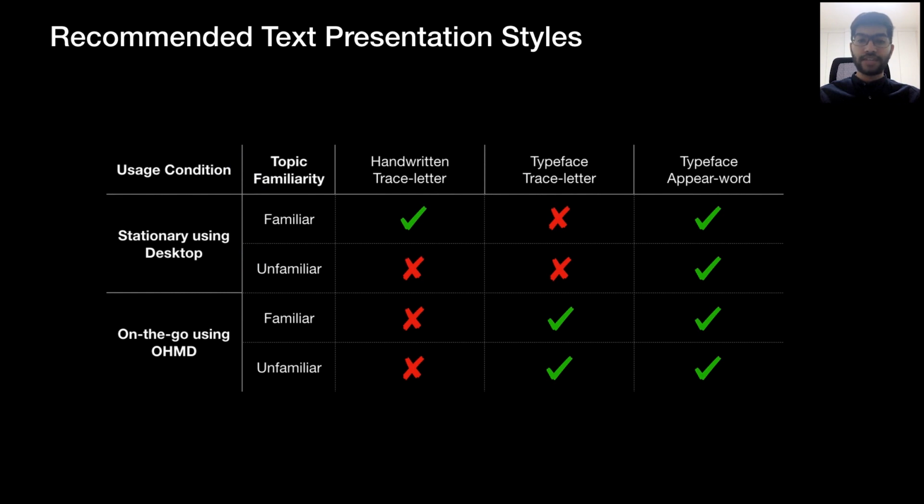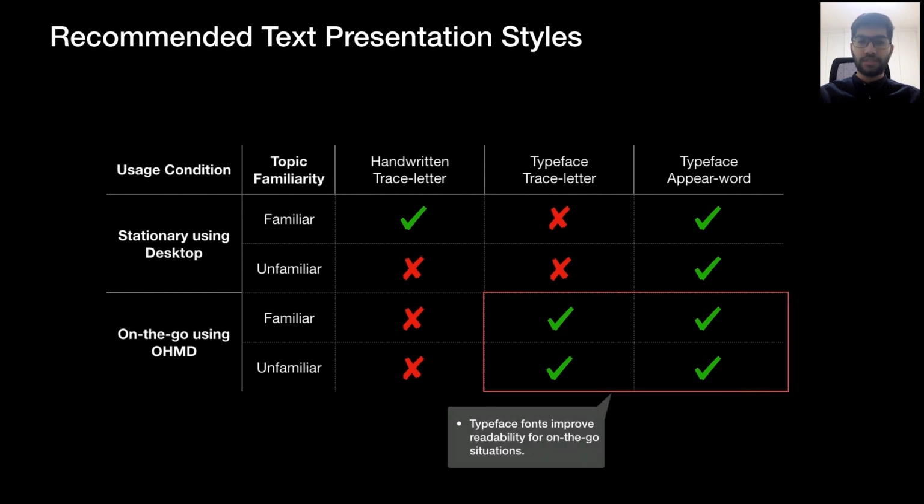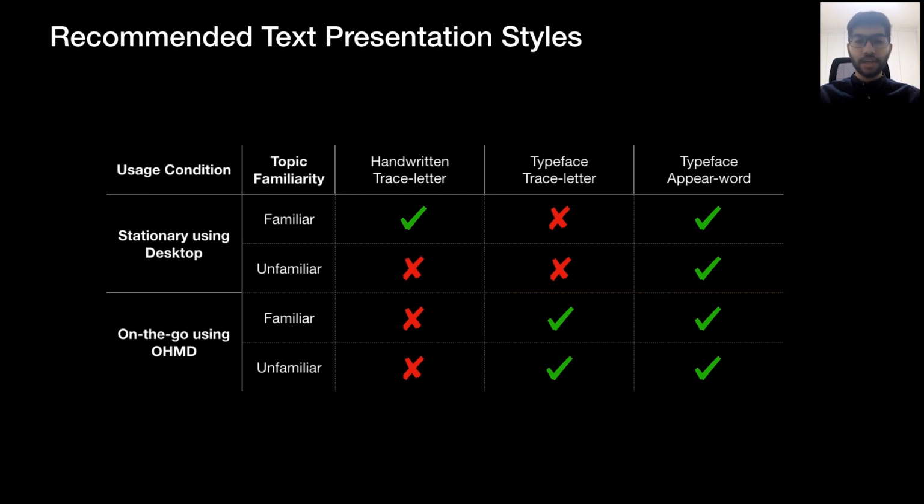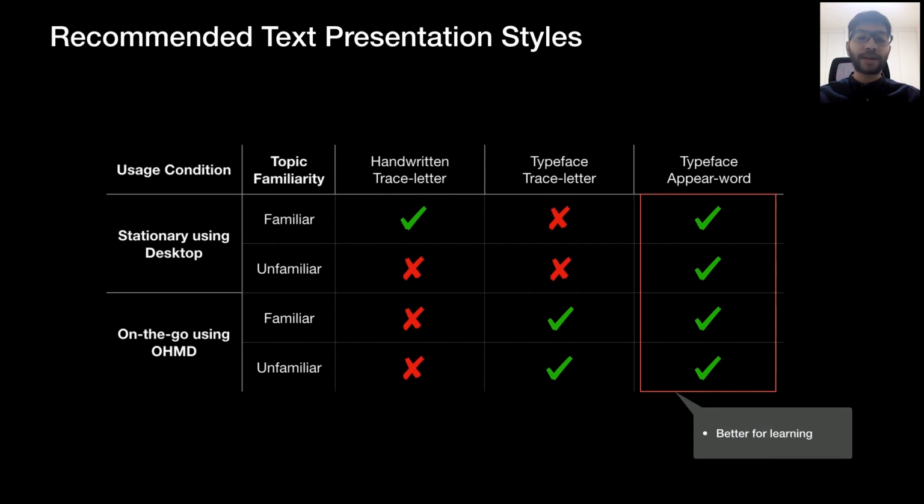Based on our findings, we recommend properties for dynamic text presentation in future educational videos. First, for on-the-go video learning, legibility is important, and typeface fonts should be preferred for presentation. Second, while typeface trace letter and typeface appear word are both more readable, given that appear word motion is more preferred and improves learning, we recommend using it when remembering information is the primary objective.